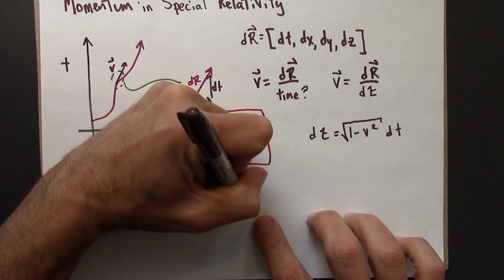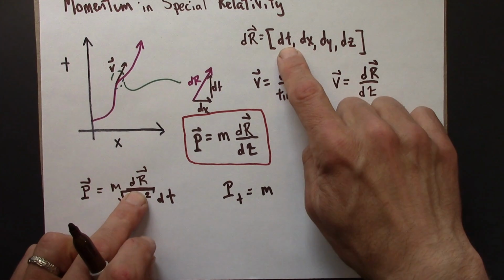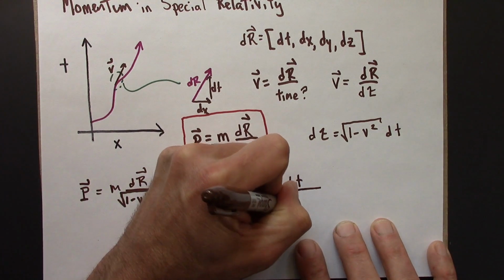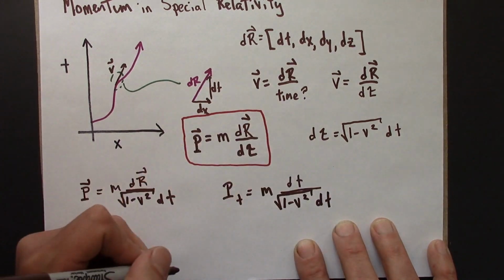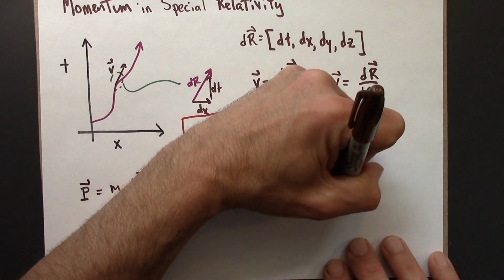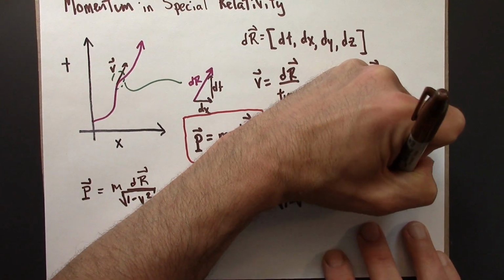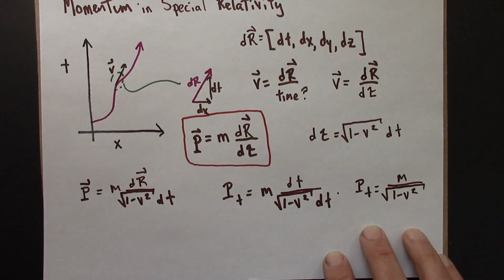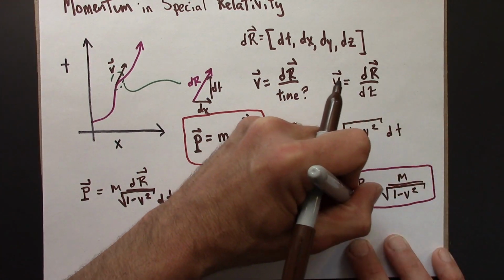So the time part of momentum is going to be m. I'm just going to choose the time part here. This is going to be the square root of 1 minus v squared, dt. And the dt's cancel. So we're going to get p_t is just m over the square root of 1 minus v squared. That's important enough that it also gets a box. Oh, and in a different shade than that one.